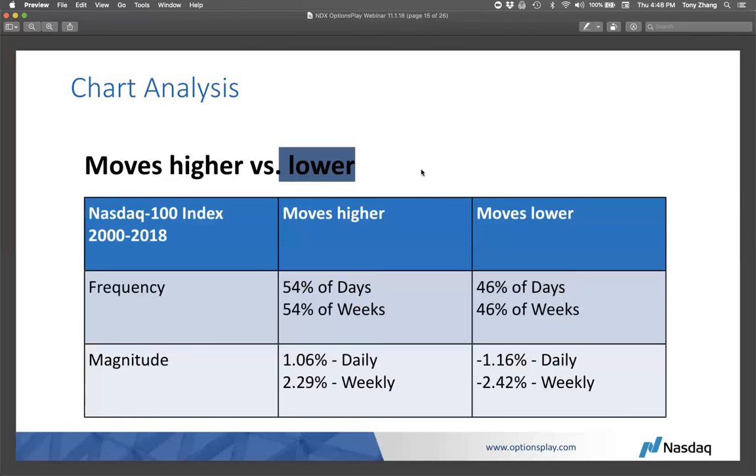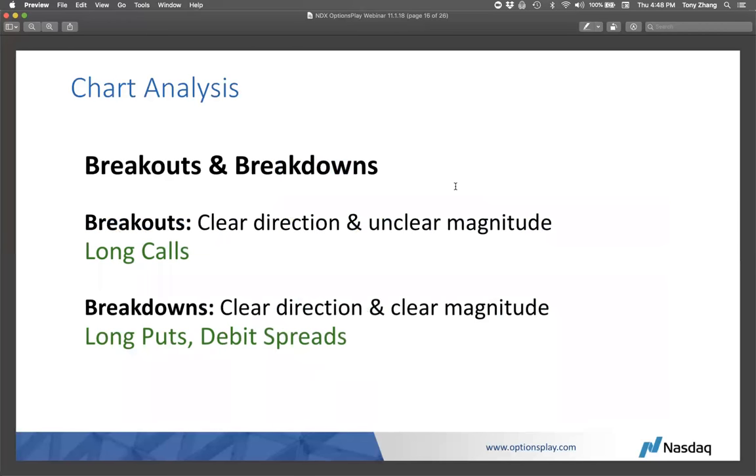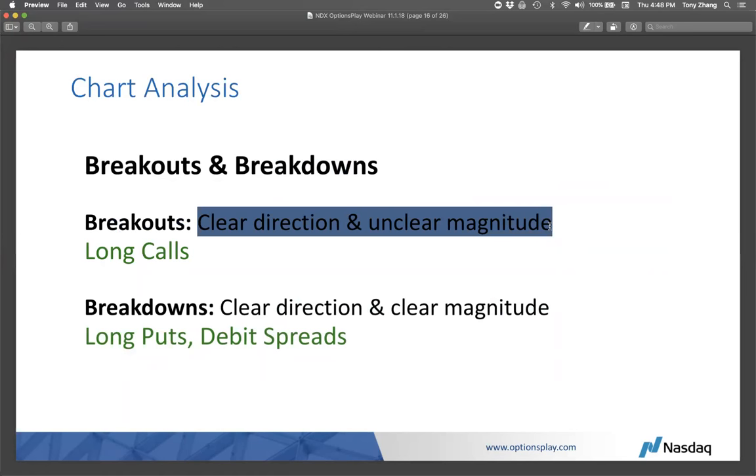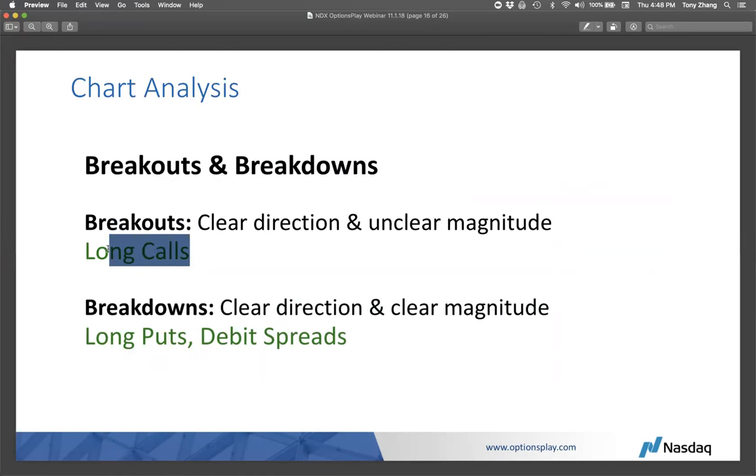And because of that, that's really where we find that, generally speaking, when you're trading a breakout, these tend to have clear direction, but they don't really have a clear sense of magnitude. And breakouts typically don't move as fast. So that's why we generally use long calls to trade these breakouts.